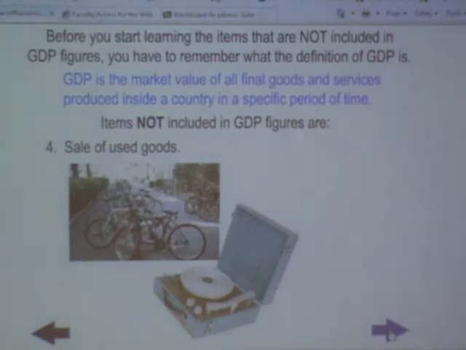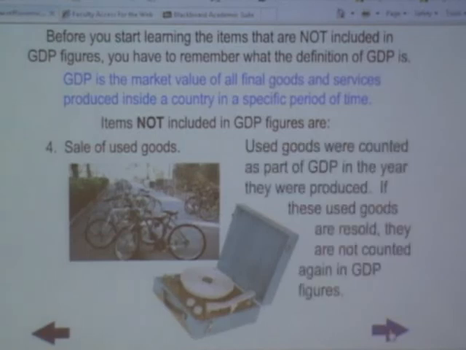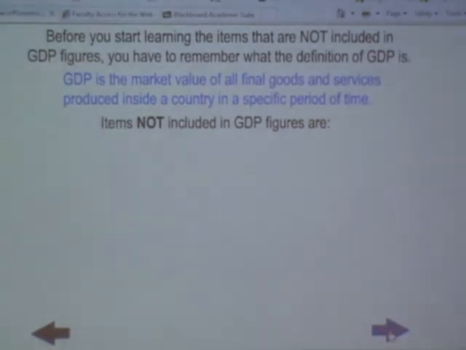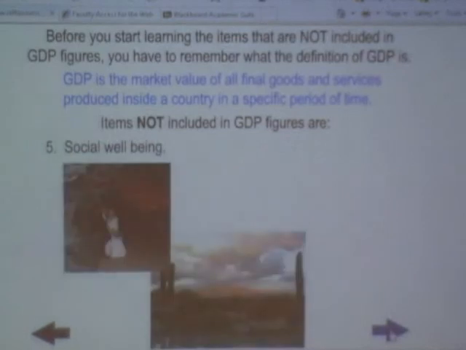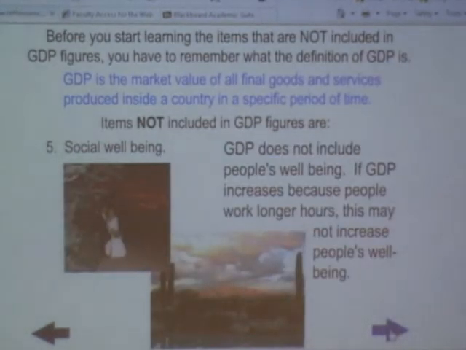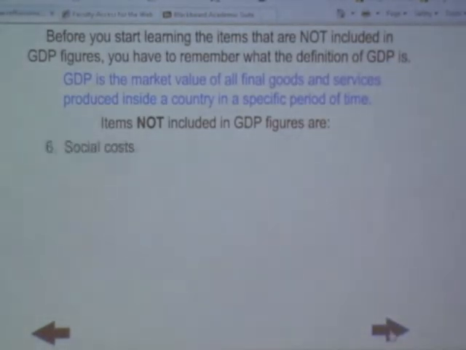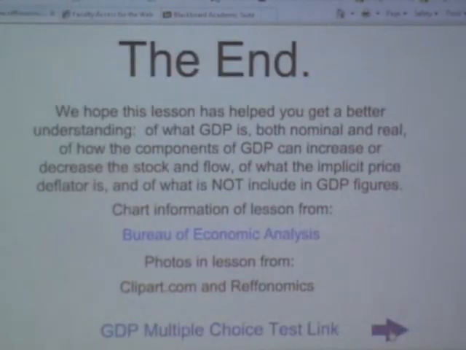Sale of used goods. So this went back to an earlier question that Paul brought up today, right? You don't count sale of used goods, because that would be another form of double counting, right? Count a car every time it gets sold. That's not a good way of trying to measure our economic health. It doesn't value leisure time. It doesn't count social well-being, obviously. And social costs like pollution.